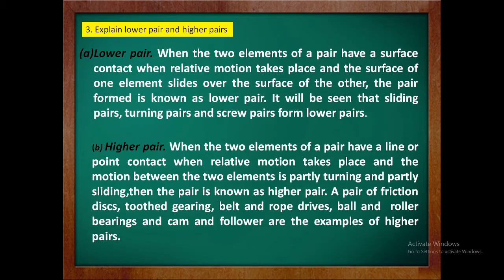Next, higher pair. When the two elements of a pair have a line or point contact when relative motion takes place, and the motion between the two elements is partly turning and partly sliding, then the pair is known as higher pair. A pair of friction discs, toothed gearing, belt, rope, chain drives, ball and roller bearings, cams and followers are the examples for higher pair.